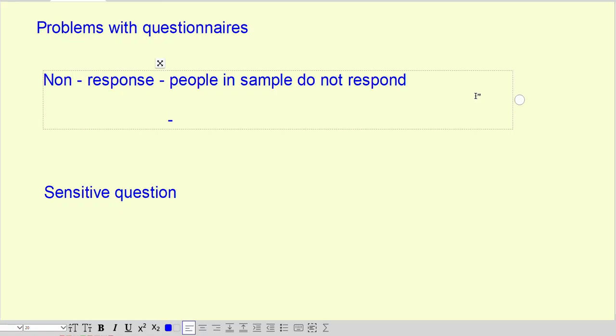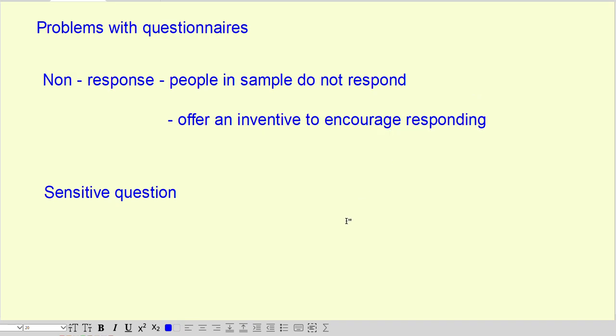Offer incentives, for example. Incentive to encourage responding. For example, if you are dropping off a questionnaire around people's houses, okay, if you say, upon return of this complete questionnaire, I will give you a £5 gift voucher for something, right? It's an incentive. People are more likely going to do it.